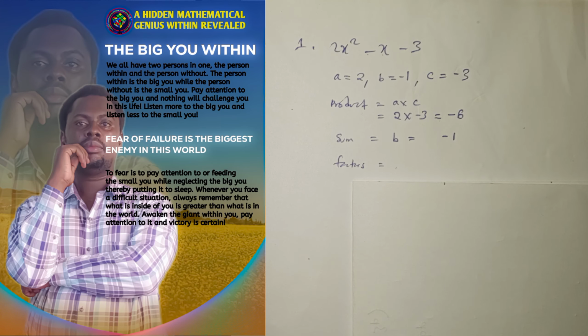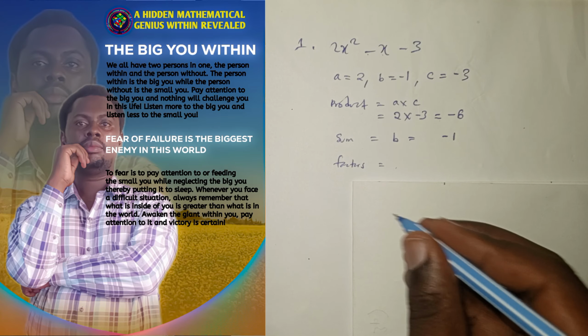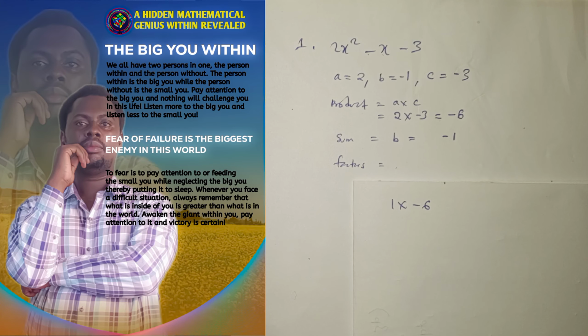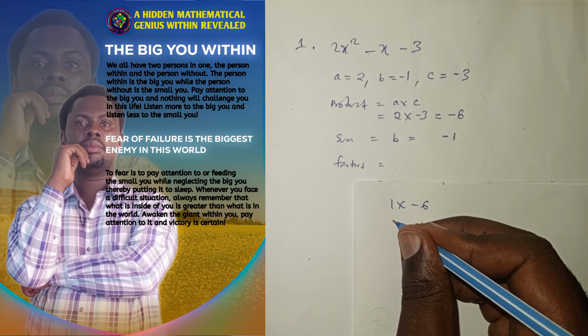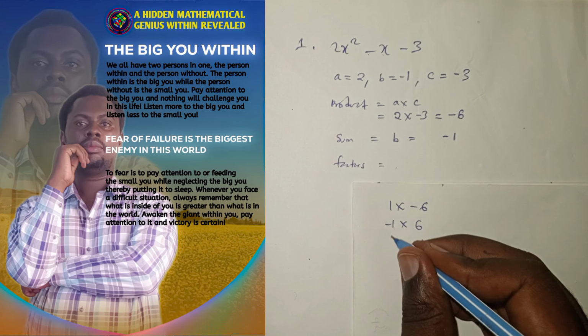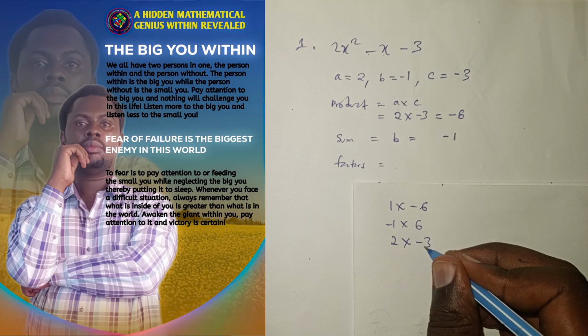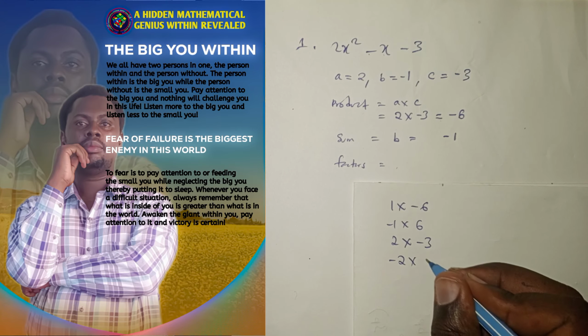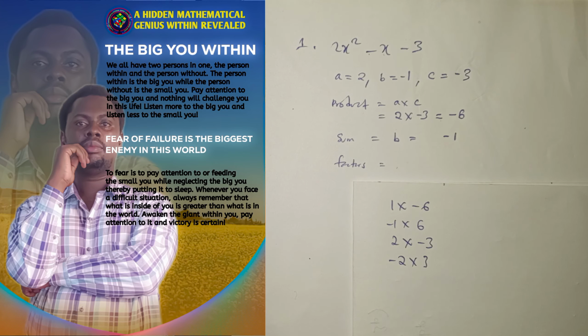So the easiest way to do this is to ask ourselves what two numbers we can multiply to get -6. Okay, let's check. 1 times -6 is -6. Also, -1 times 6 is also -6. 2 times -3 is also -6. And -2 times 3 will also give us -6. So, which one amongst these can give us -1?